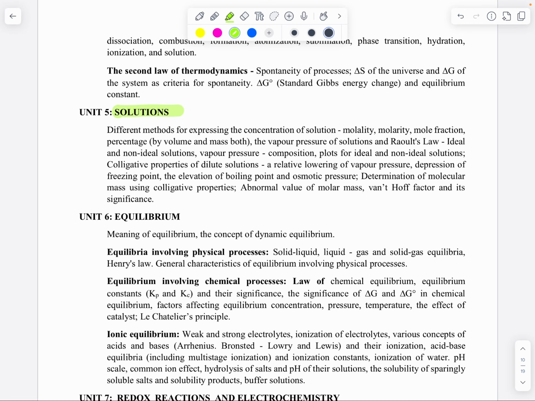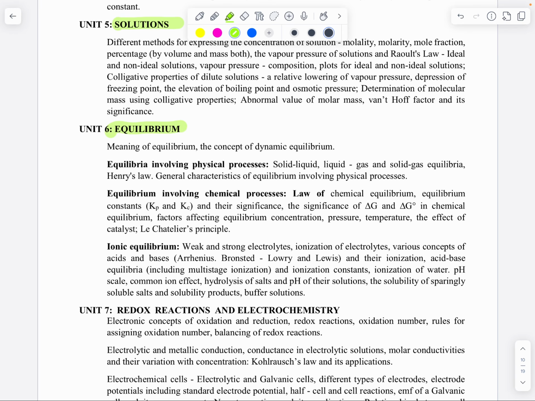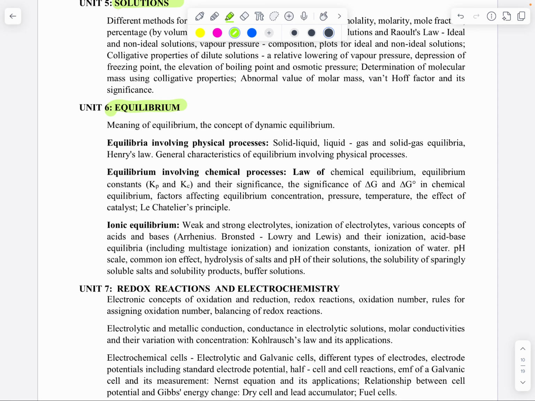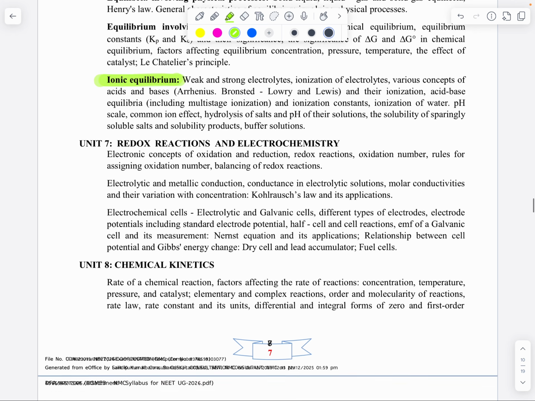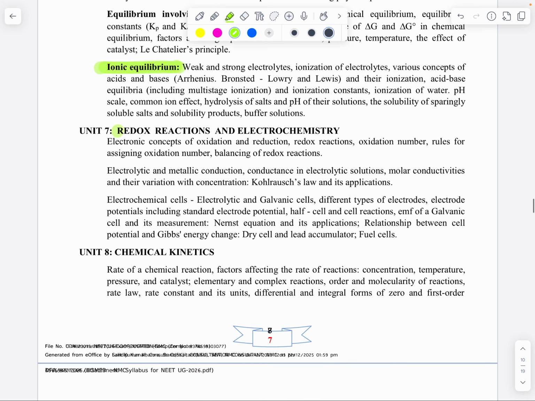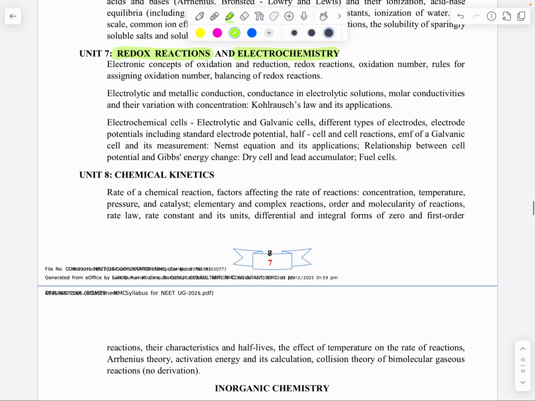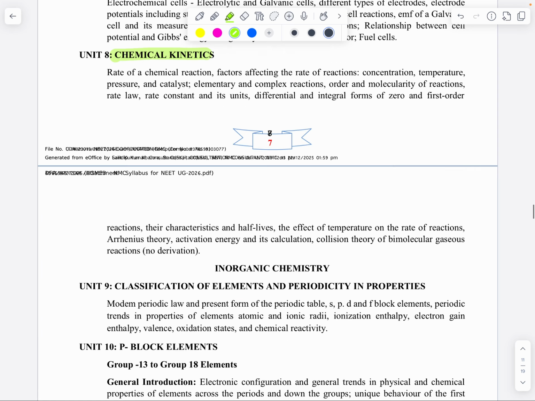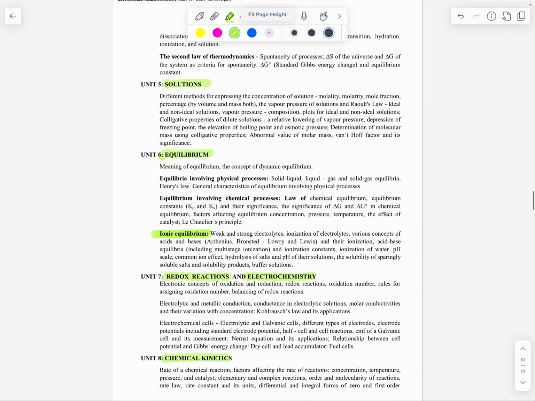The next is solutions, equilibrium. Equilibrium includes both chemical and ionic equilibrium. The ionic equilibrium part is very important from this chapter. The redox reactions and electrochemistry. Both the chapters are very important. They are sometimes asked in a combination. The next is chemical kinetics. So this is all about the physical chemistry part.